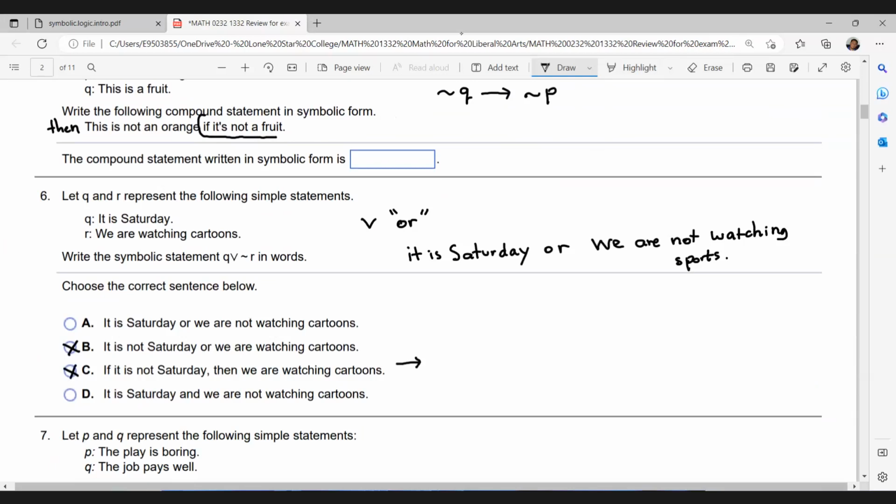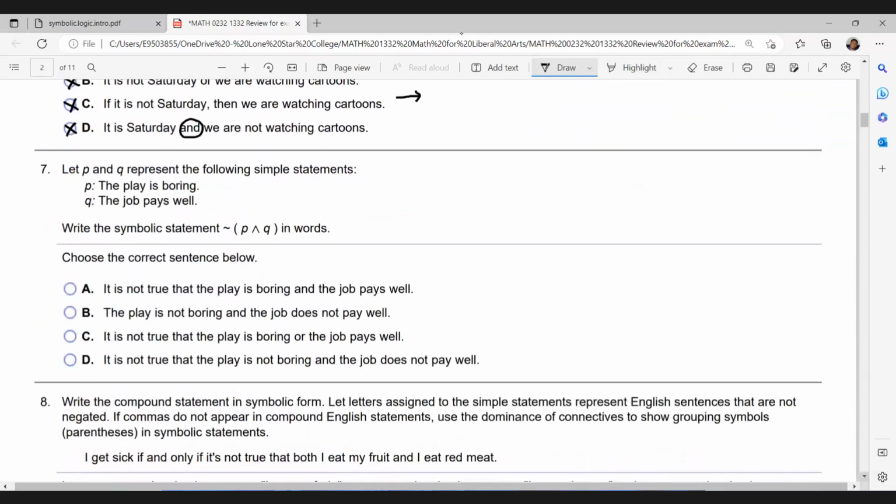Let's read A. It is Saturday, that's what we have, or we are not watching sports. That looks like it's it. But I'm also going to read D just to rule it out. It is Saturday. Oh, right here, this is where it went wrong, because this symbol is the "or" symbol. Okay, so that was pretty easy. Let's move on to 7.